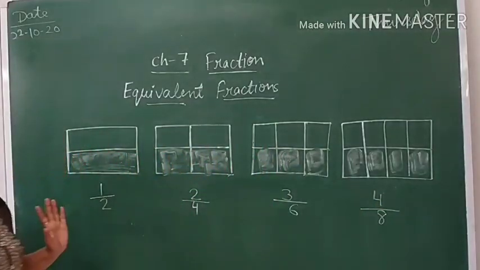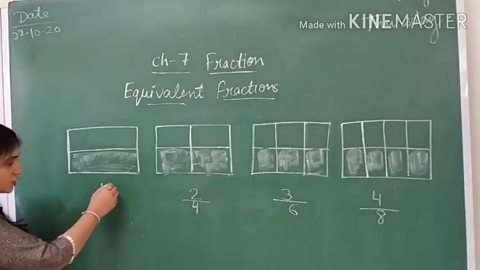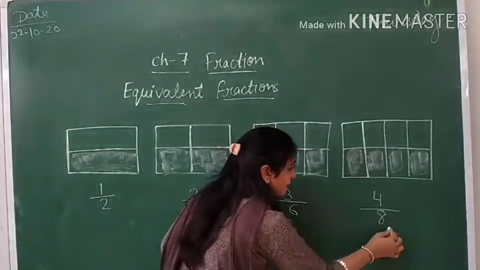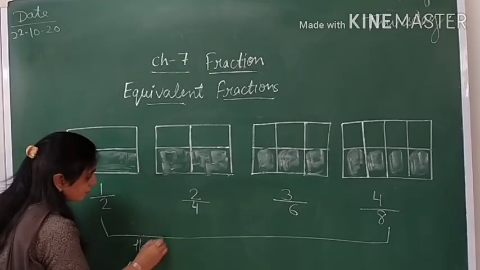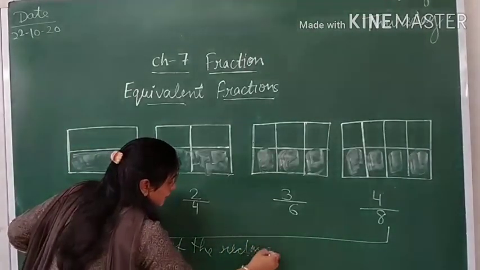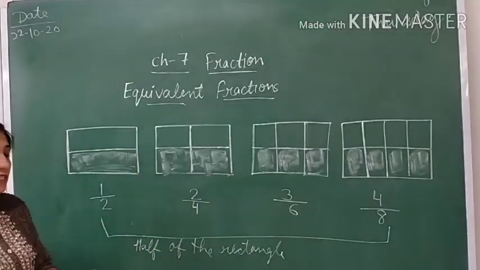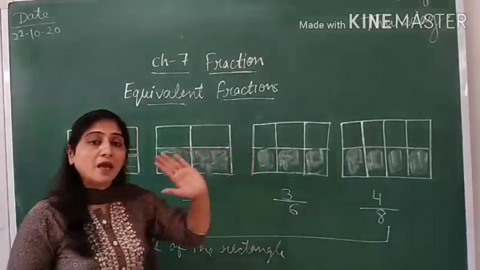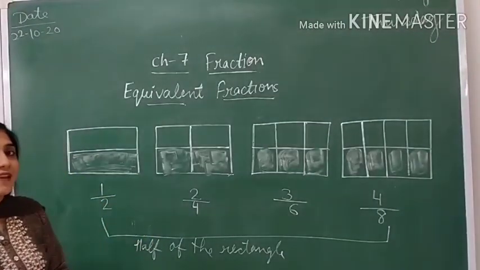See, all these fractions represent half of the rectangle. All the fractions 1/2, 2/4, 3/6 and 4/8 represent half of the rectangle. Whether the rectangle has been divided into different parts, they represent the same part of the rectangle. So these types of fractions are called equivalent fractions.